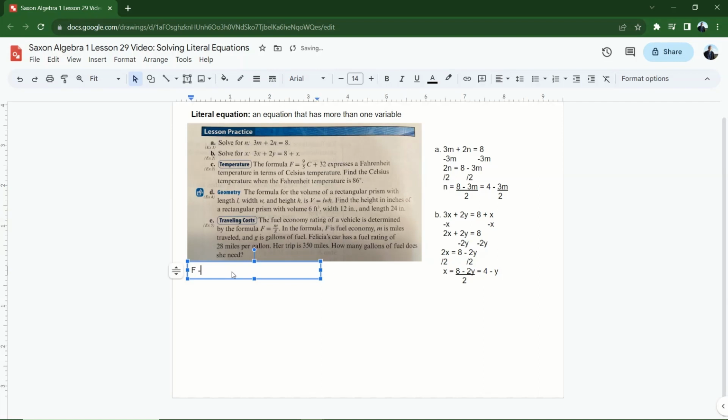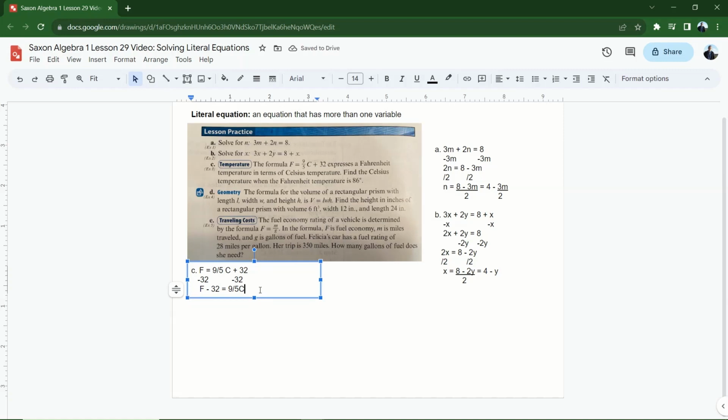Well, my equation is F equals 9/5 C plus 32. If I'm going to get C on a side by itself, the first thing I'm going to do is subtract 32 from both sides. So I'm going to have F minus 32 equals 9/5 C. All right, now I need to get rid of this 9/5 over here. Here, I should also note that this is problem C here. There we go. Okay, I somehow need to get rid of my 9/5 that's multiplying my C.